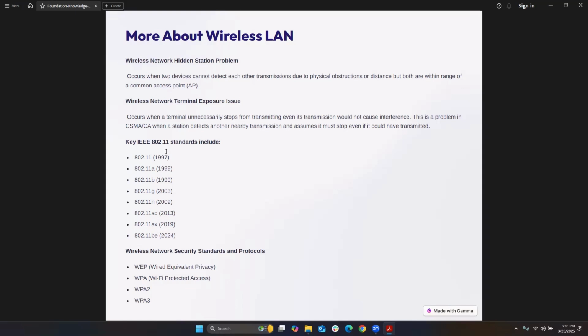Then the latest one which was introduced was WPA3, the latest Wi-Fi security protocol, which improves on the weaknesses of WPA2 against brute force and dictionary attacks. It introduces Simultaneous Authentication of Equals, SAE, replacing the pre-shared key method. This is very resistant to password guessing attacks. So that's all about wireless LAN problems and protocols.